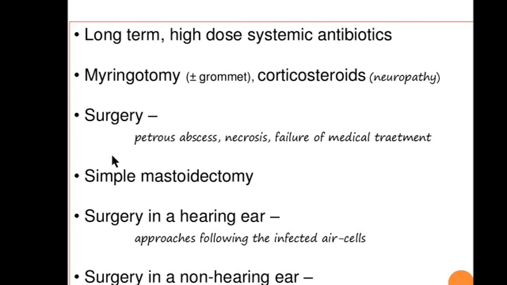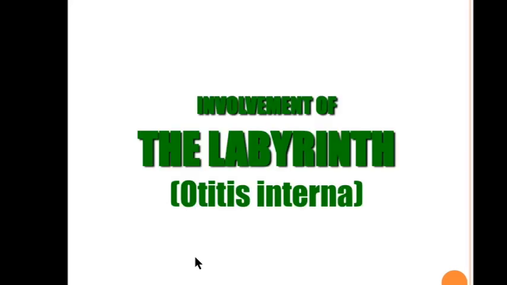Surgery is, ultimately you have to remove the cause, you have to do a proper mastoidectomy to remove all the pus. And if there is a petrous abscess, then along with a neurosurgeon, you have to perform this surgery and drain out all the pus. Simple mastoidectomy. And you have to preserve the cochlea and do the surgery so that hearing is preserved. Now, coming to involvement of the labyrinth.